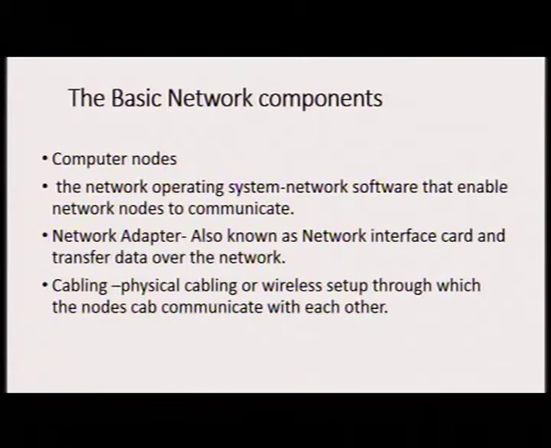And the basic network components: computer nodes, the network operating system, the network software that enables the network nodes to communicate, and the network adapter, also known as the network interface card, which transfers data over the network, and cabling. We all know what a cable is: physical cabling or a wireless setup through which the nodes can communicate with each other.